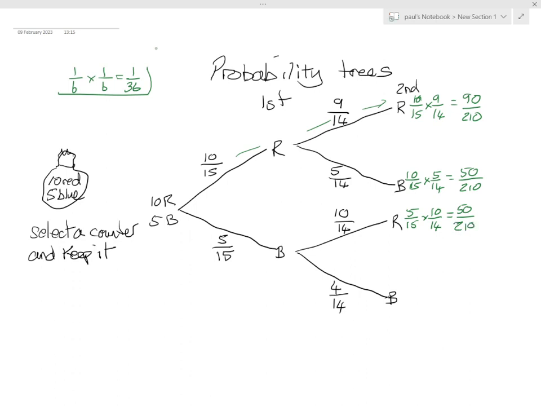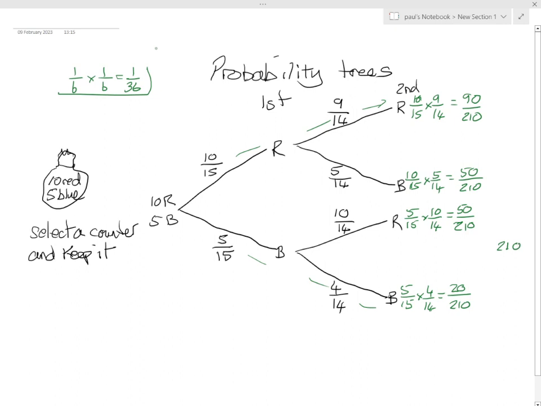It doesn't matter whether you do red, blue, blue, red, green, orange, orange, green, whatever it is, they always come out the same. And lastly, if we go down this way, we've got 5 over 15 times 4 over 14, which equals 4 5s are 20 over 210. So this 210 is a magic number, isn't it? Because if we add 90 and 50 and 50, it's 190, and 20, that comes to 210.